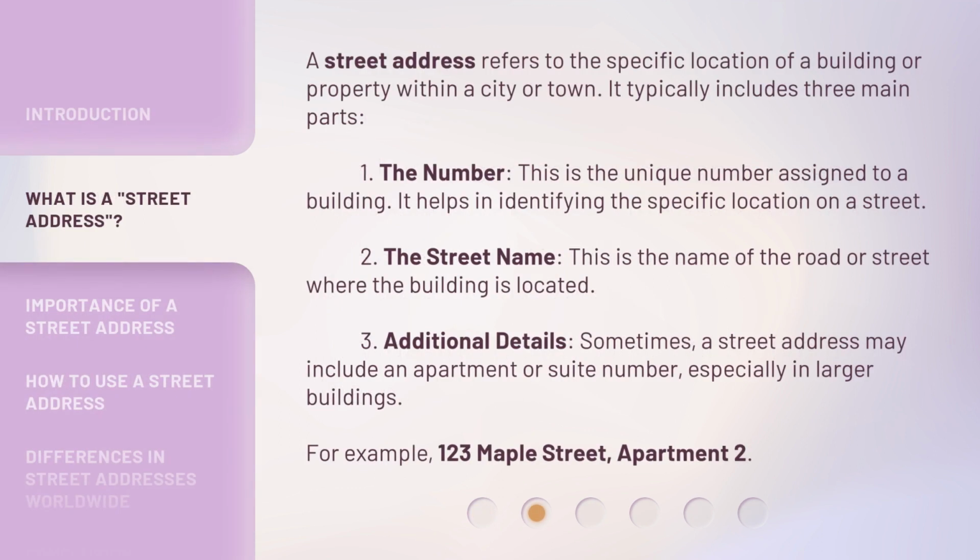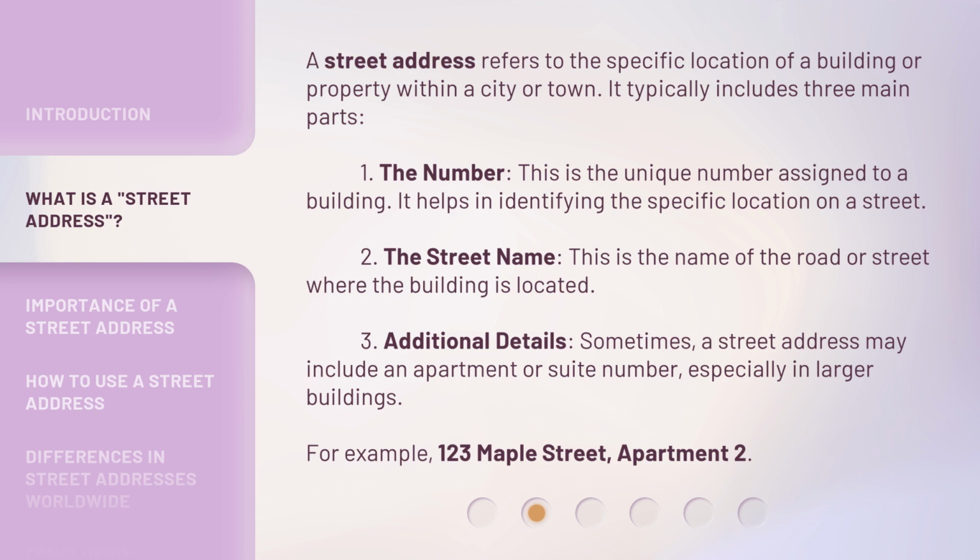A street address refers to the specific location of a building or property within a city or town. It typically includes three main parts. 1. The number. This is the unique number assigned to a building. It helps in identifying the specific location on a street.